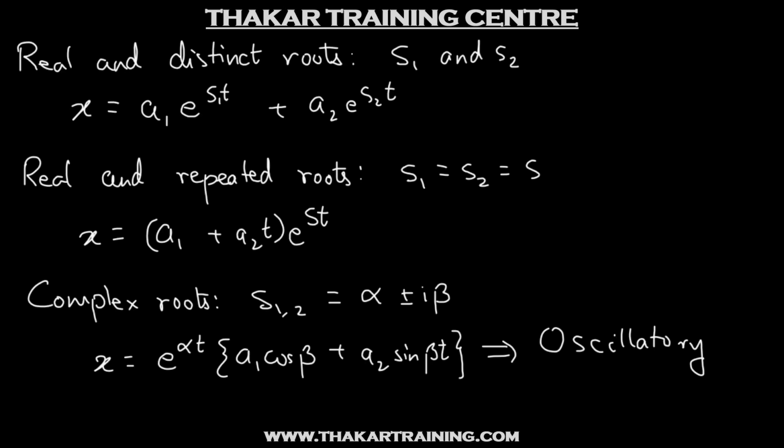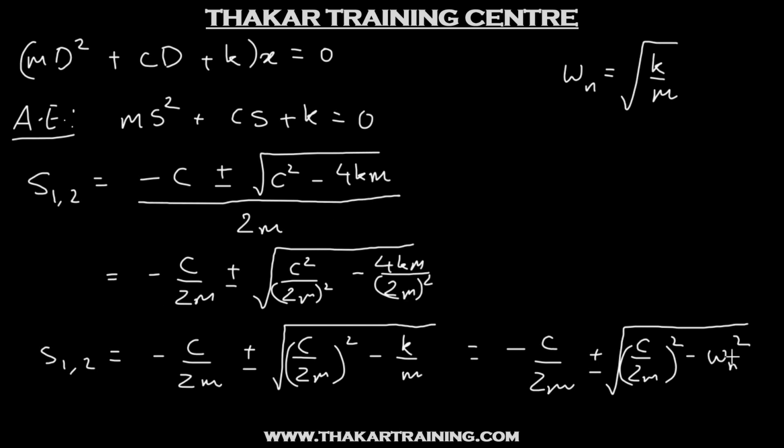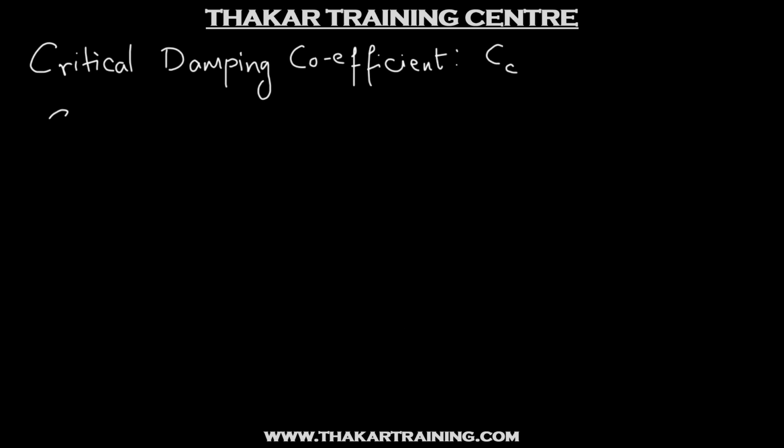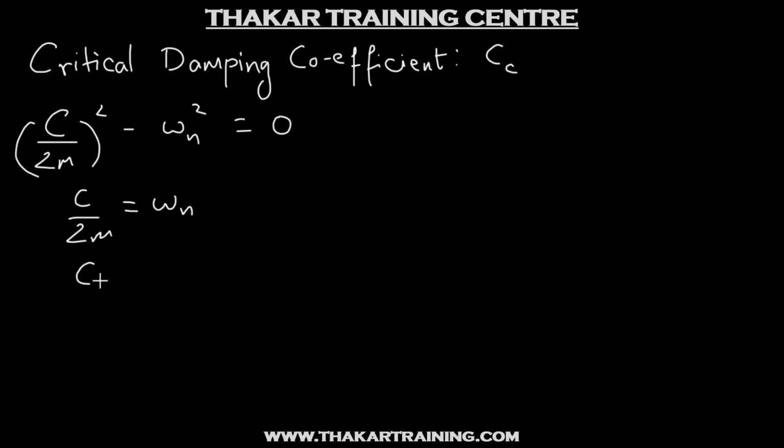Now, the roots get separated as real or complex depending on whether the value inside the square root is positive or negative. So the critical case is when the value of the square root is 0. That is the critical value. So I'll equate (c by 2m) the whole squared minus omega n squared with 0. So we'll have (c by 2m) the whole squared minus omega n squared equal to 0. So this is going to be c by 2m equal to omega n, or c equal to 2m omega n.